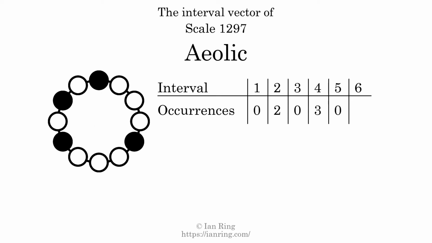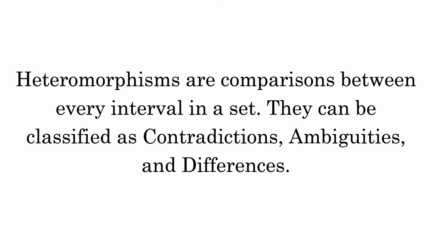There are no intervals with the size of 5 semitones. There is one interval with the size of 6 semitones. It is here. Each interval does not appear in this scale a unique number of times, so this is not a deep scale. Heteromorphisms are comparisons between every interval in a set.